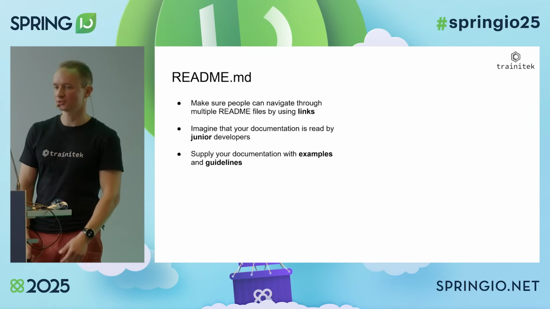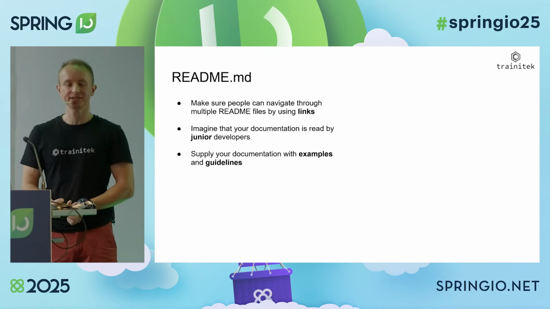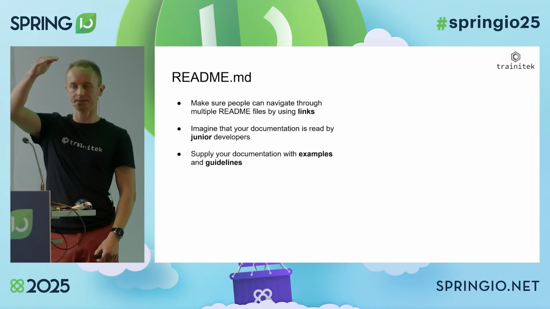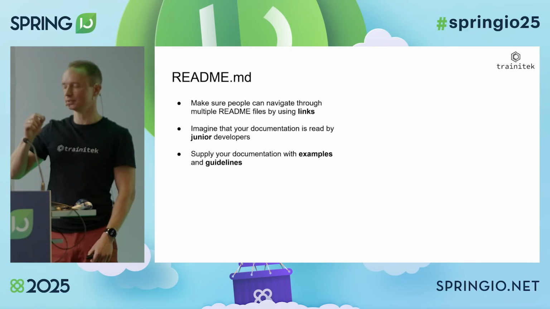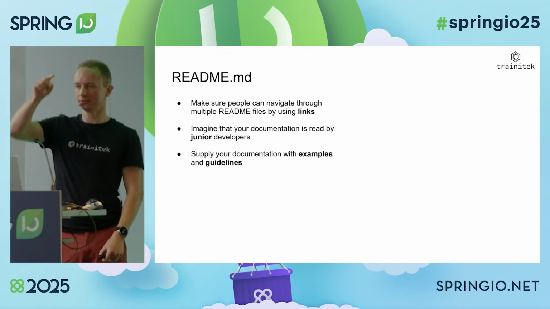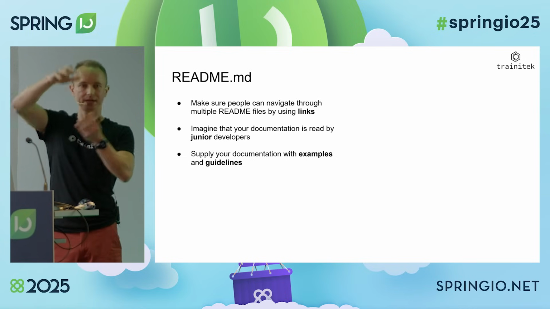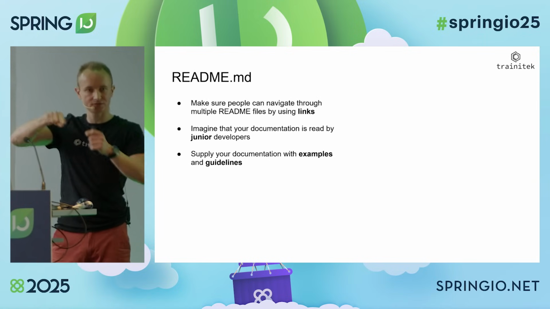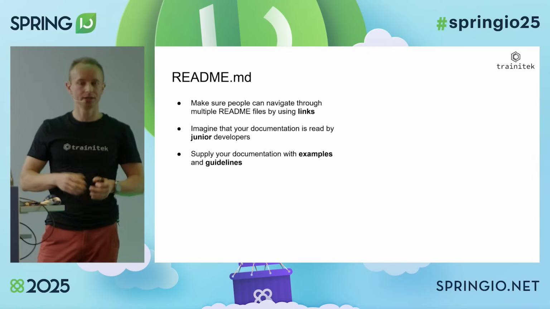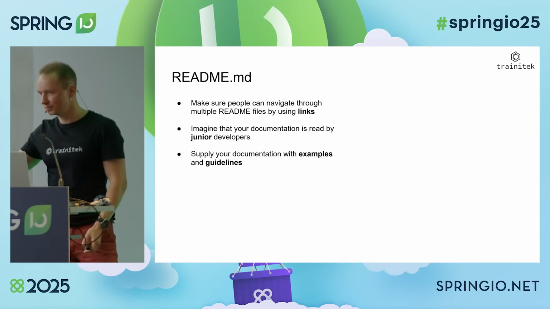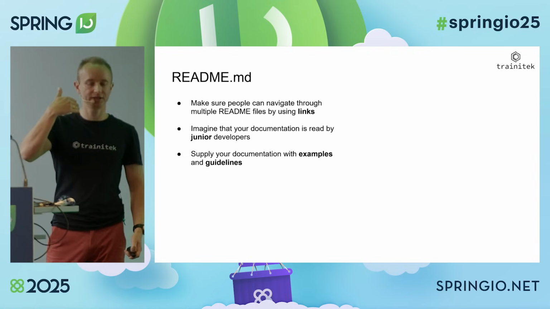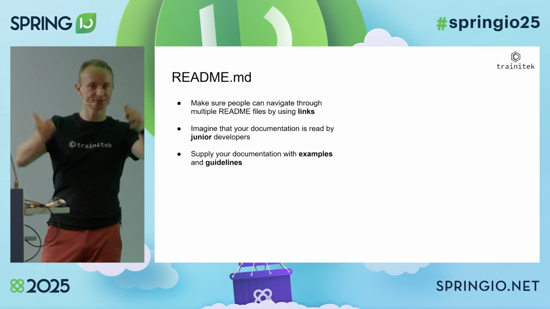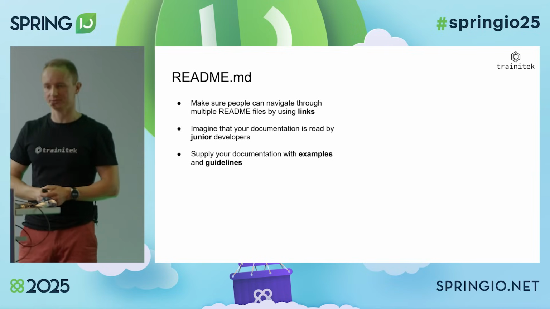README files. First of all, make sure people can navigate through multiple README files. If you have several modules, they shouldn't have to think, I want to read about this module, so I need to expand the structure, find the README file, and then, if I need to read about something else, find that in the structure and go to that README file. So supply your README files with links, and those links should work, so people can click, go back, and navigate in a convenient way.